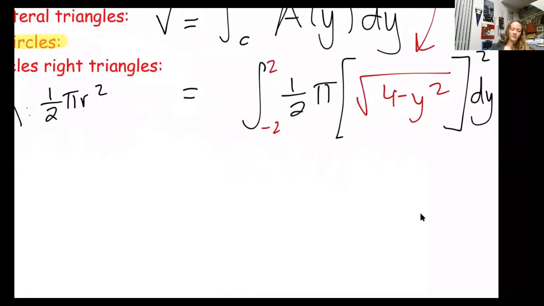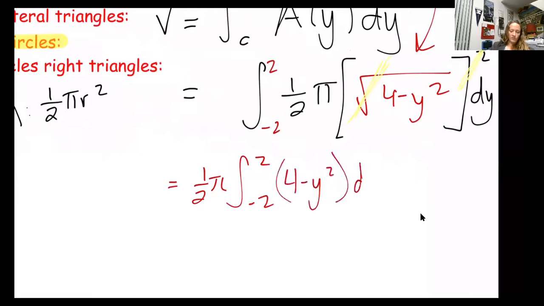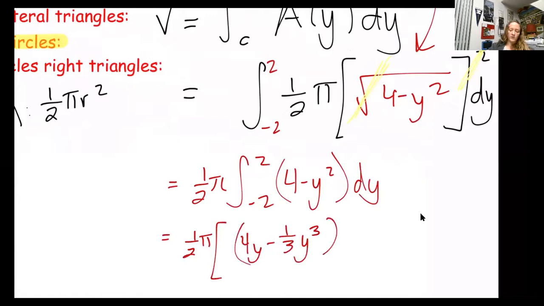The nice thing is, come on guys, square root squared is like the happiest day on earth because I can go ahead and take out my square root, take out my squared, and I'm left with, the computer is catching up, it's coming, -2 to 2 of 4 minus y squared dy, which at this point I can go ahead and say 1/2 pi, I'll figure out you guys later. I'm going to have 4y minus 1/3 y cubed, all with the bounds of -2 to 2.